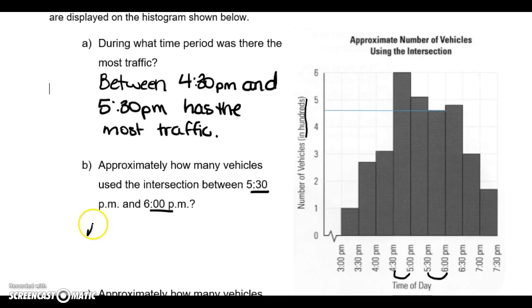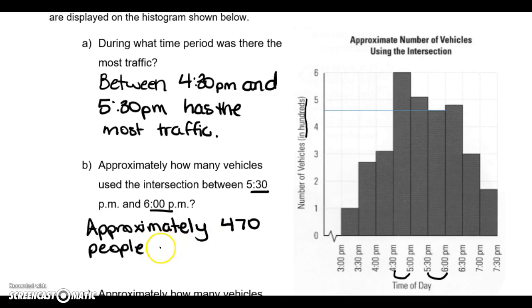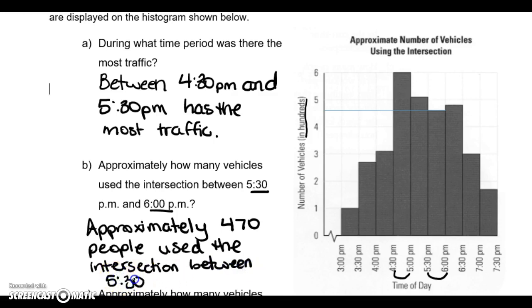So you could say approximately 470 people use the intersection between 5:30 p.m. and 6 p.m.